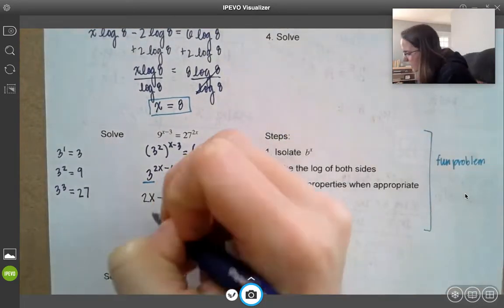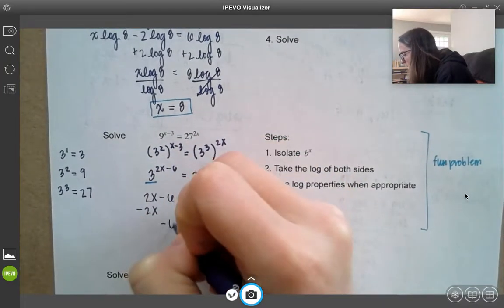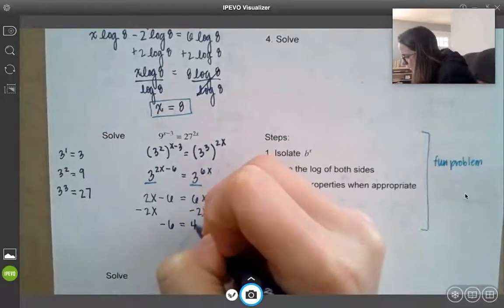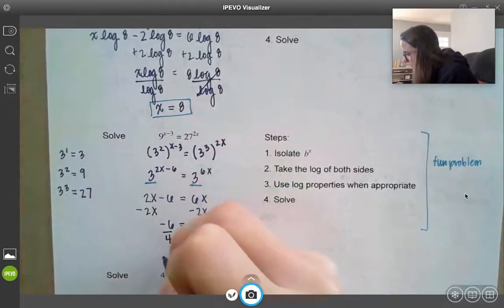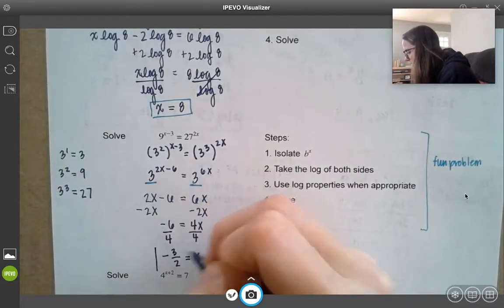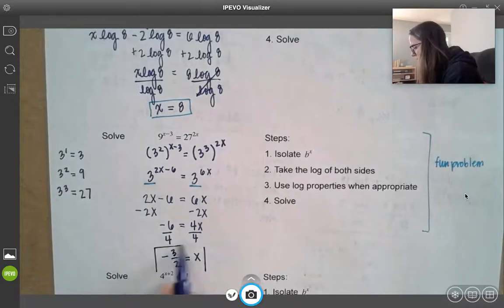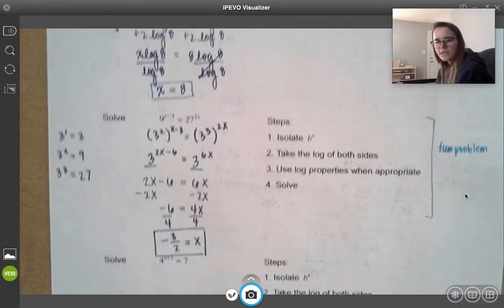Go ahead and subtract 2x from both sides. Solve it like you would any other problem. Negative 6 equals 4x. Divided by 4, if we simplify, we have negative 3 halves equals x. All right, so that right there is our answer. If you want to, you can go back through and solve it the other way, but this is just a fun way of doing it.